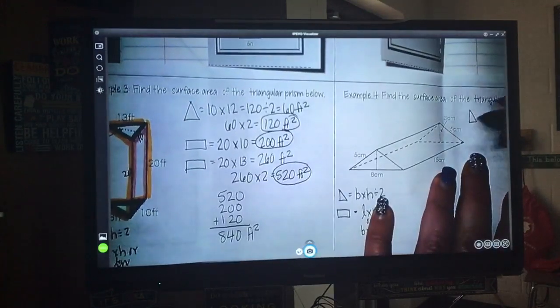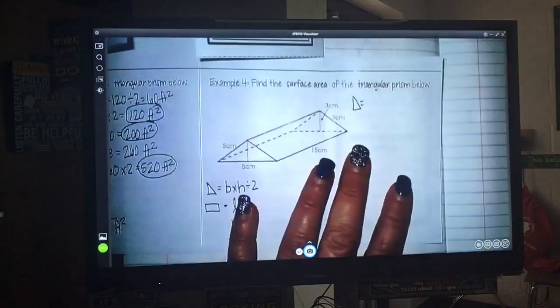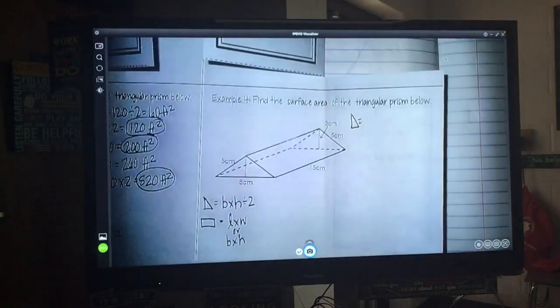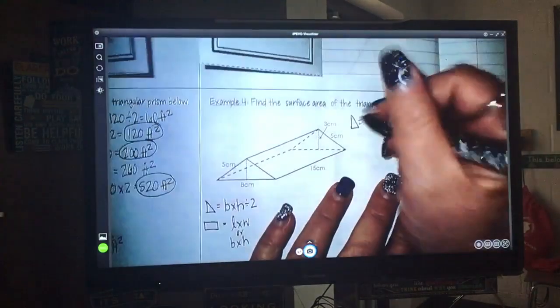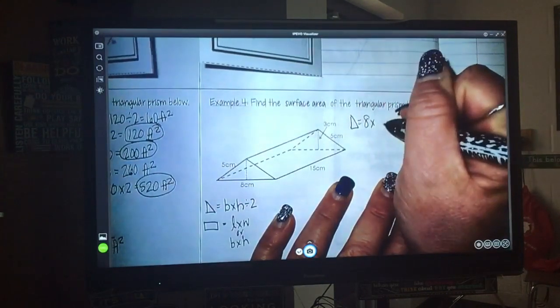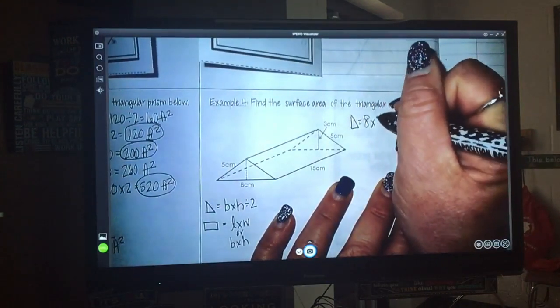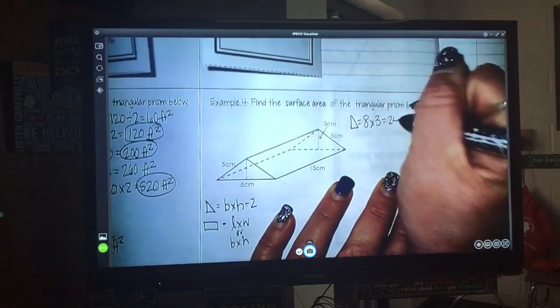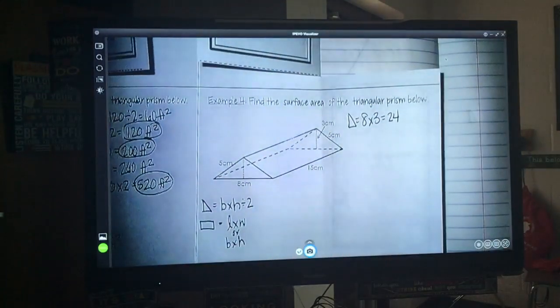Perfect. All right, so for our triangle, what's my base, Michaela? 8. What is my height? 3. So Michaela, do I divide this by 2 or do I leave it? You leave it because there are 2 of the same shapes. Right, because there are 2 of the same shapes.